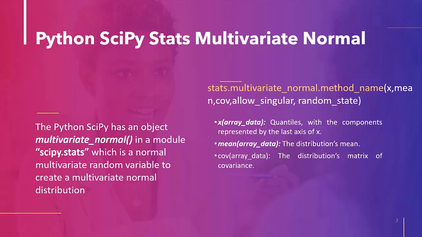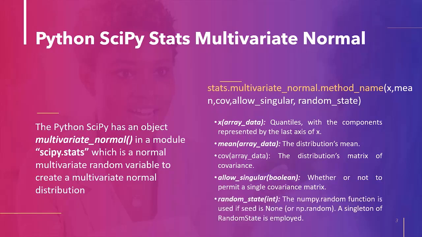Cov, it is the covariance matrix of the distribution. By default, it is 1. Allow singular, whether to allow a singular covariance matrix. By default, it is false. Random state, if seed is None or np.random, the numpy.random state singleton is used.